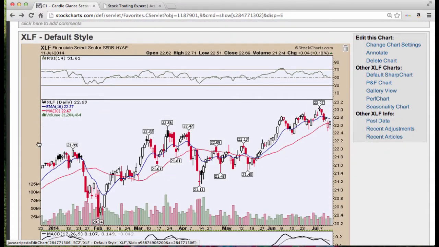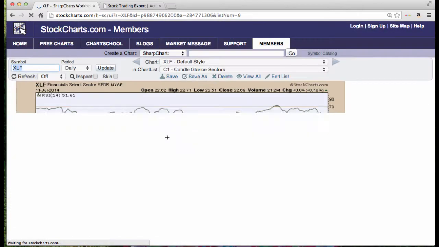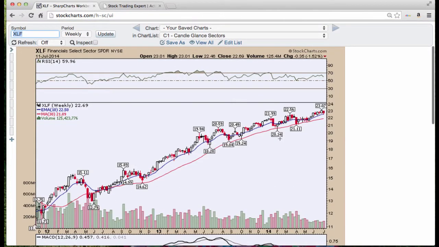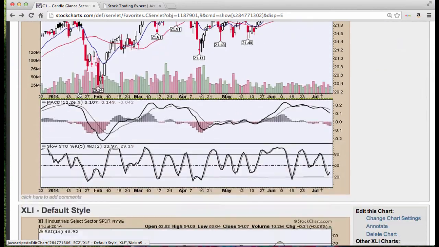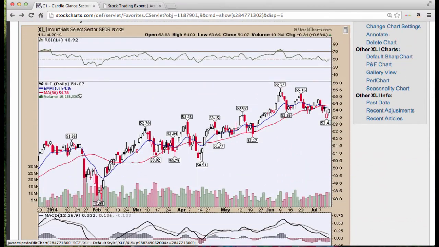With XLF financials, we look like we're holding up here in a nice pattern. We're holding this low with a higher low. So let's take a look at the weekly. And we're just grinding along since 2012 at $12.79. We've almost doubled since that time. Okay, not really compelling. I'm looking for more of a pullback on XLF, and that's just me.